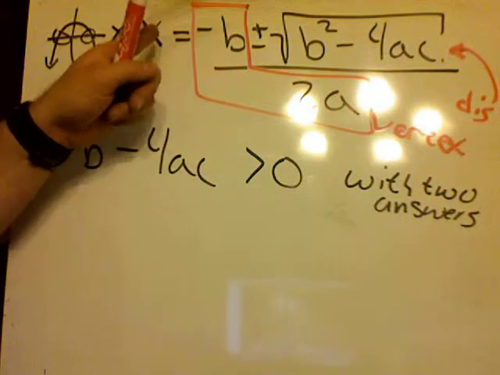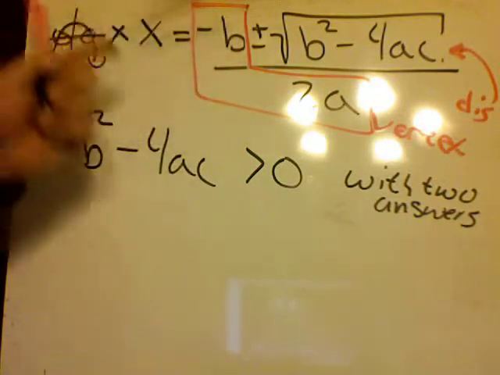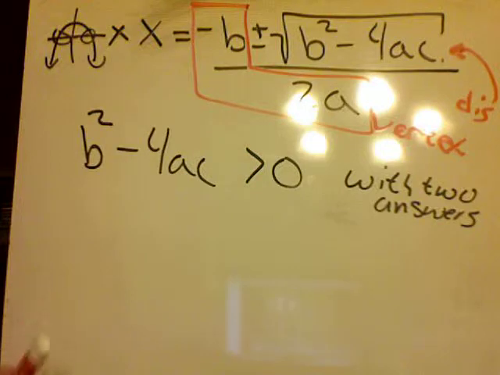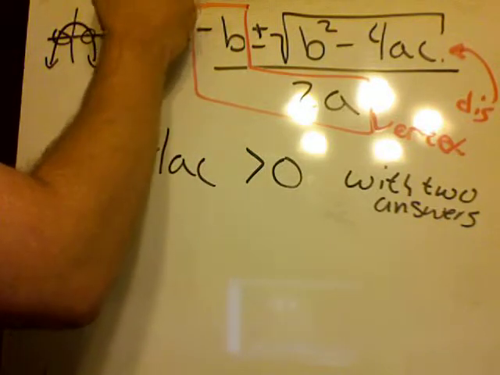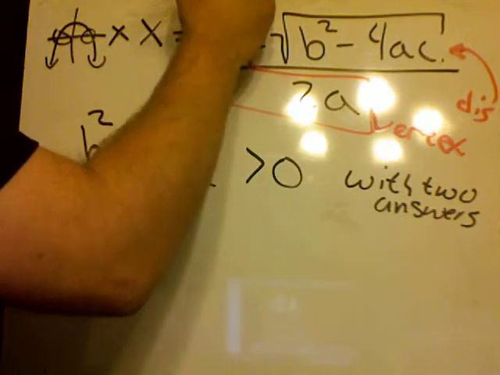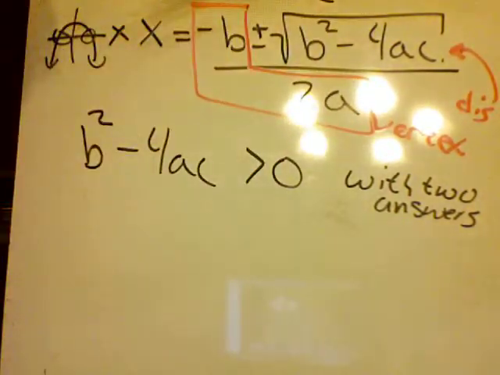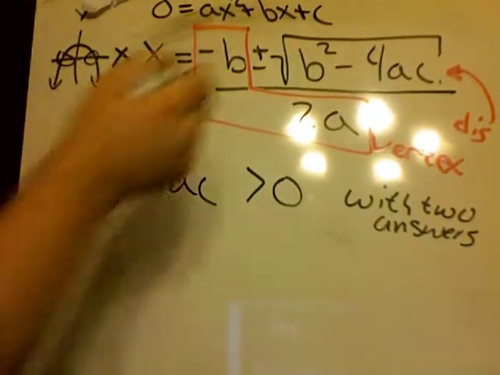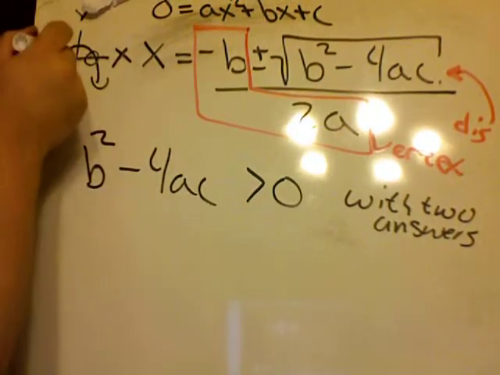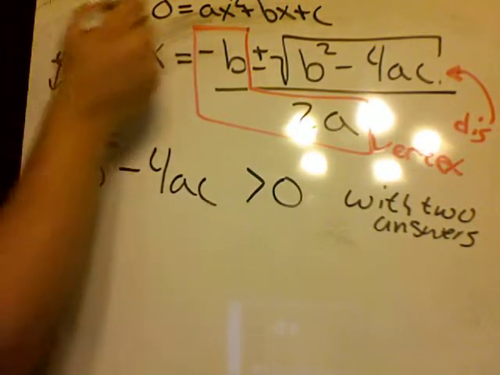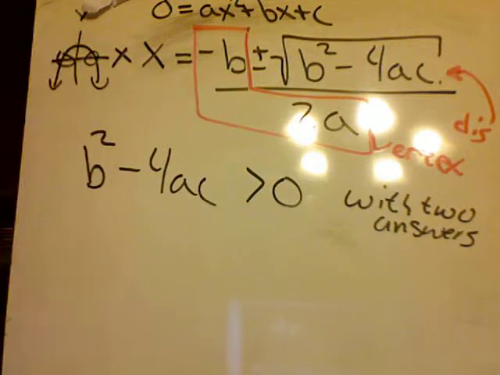Remember, this whole deal is that our y is essentially 0, because we can only use this when 0 equals ax squared plus bx plus c. So we're saying y is 0. This gives us 2 possible answers for an x.